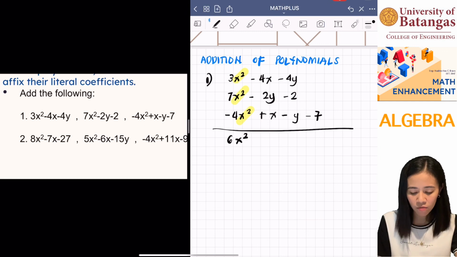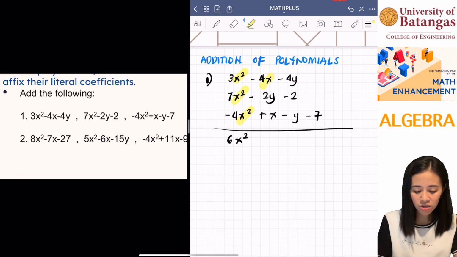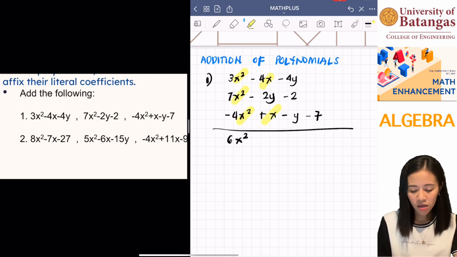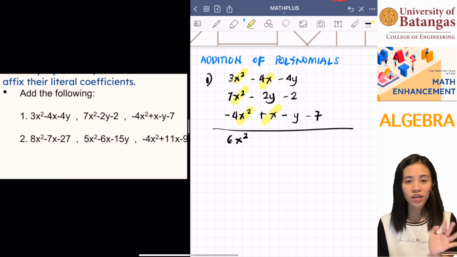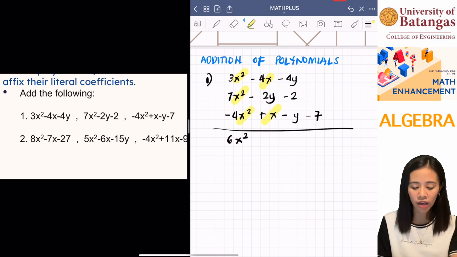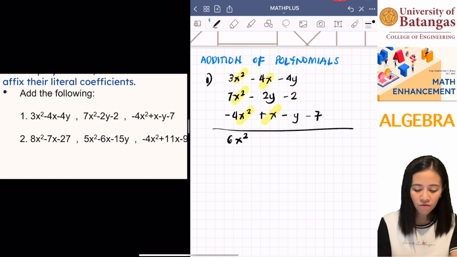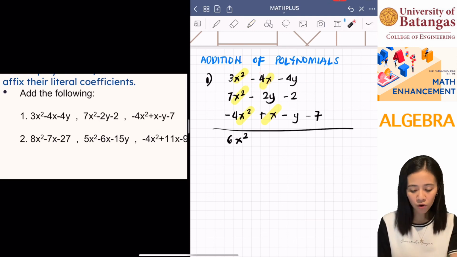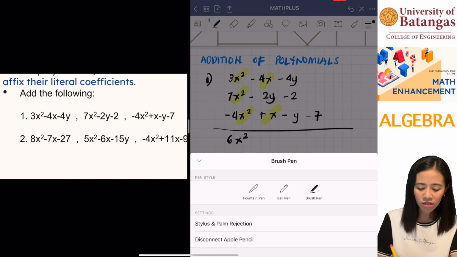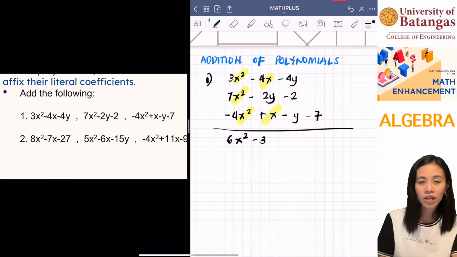And then we also have x, diba? Meron tayong negative 4x, and then you have x lamang. The rests are y and constants. So, we focus on x, and that will give us negative 4 plus positive 1, so you get negative 3. So, we write here negative 3, and then affix the same literal coefficient, which is x.